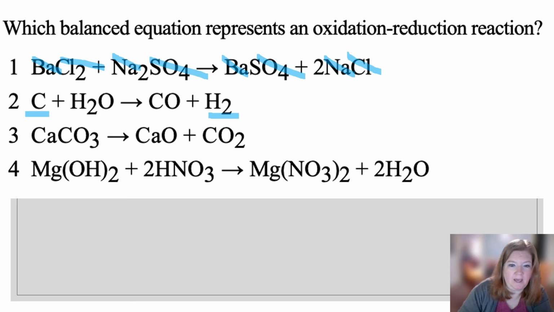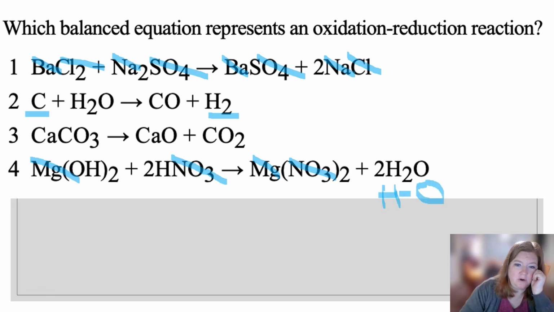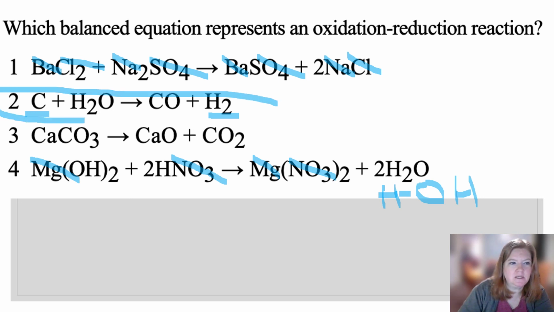And if we look at this last one, everything is going to be a spectator. Now, it looks a little weird, so let me show you. Mg is easy to spot. NO3, easy to spot. And you're like, well, what about the H and the OH? Well, water is really H connected to OH, right? So nothing changed. So that one is not the redox.